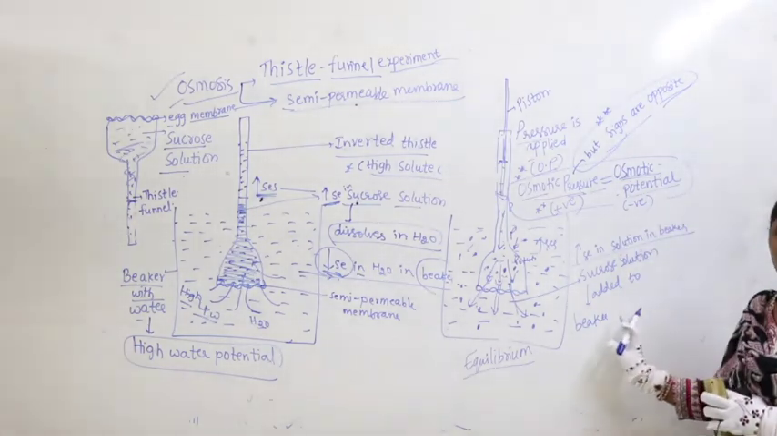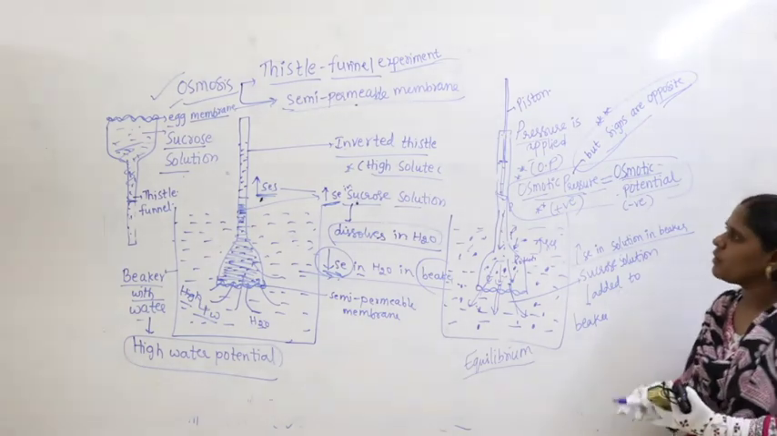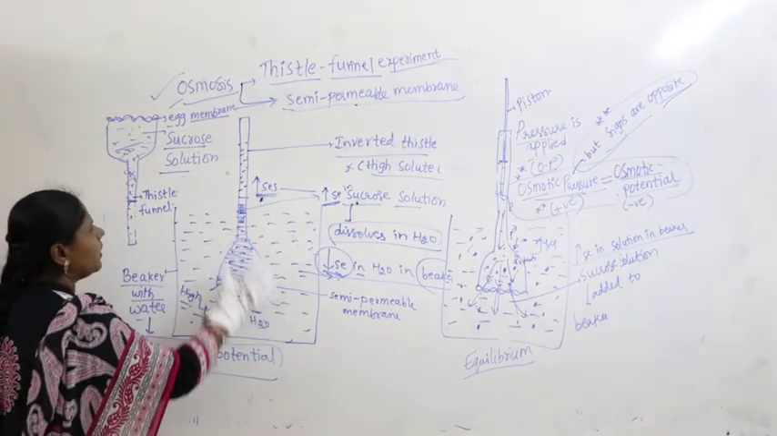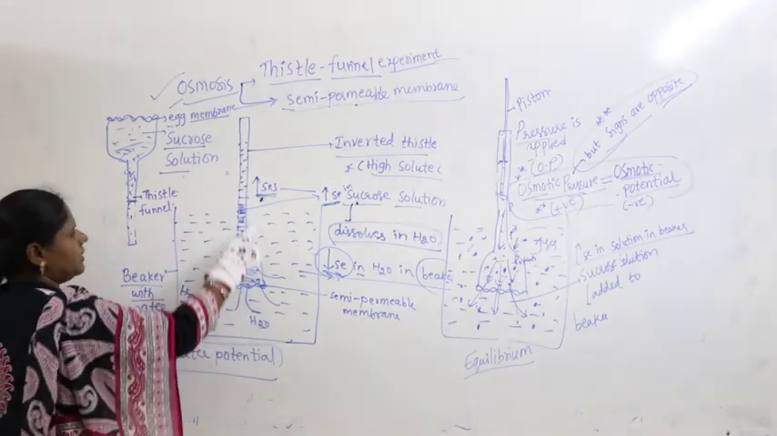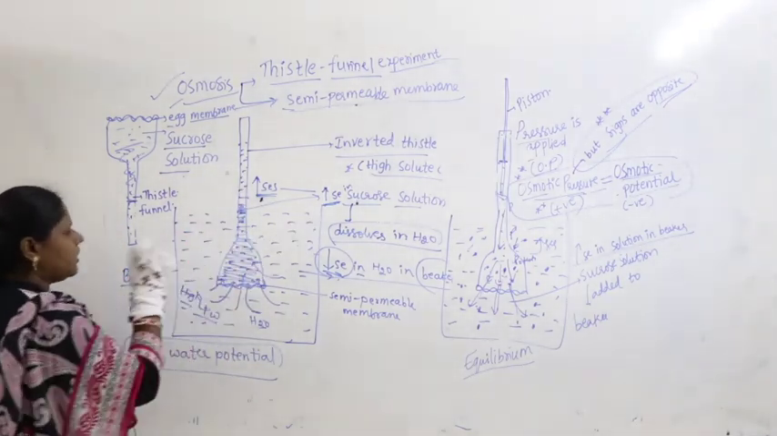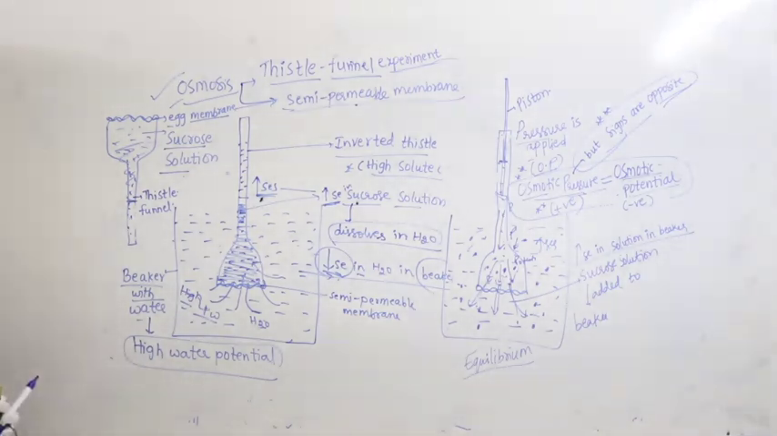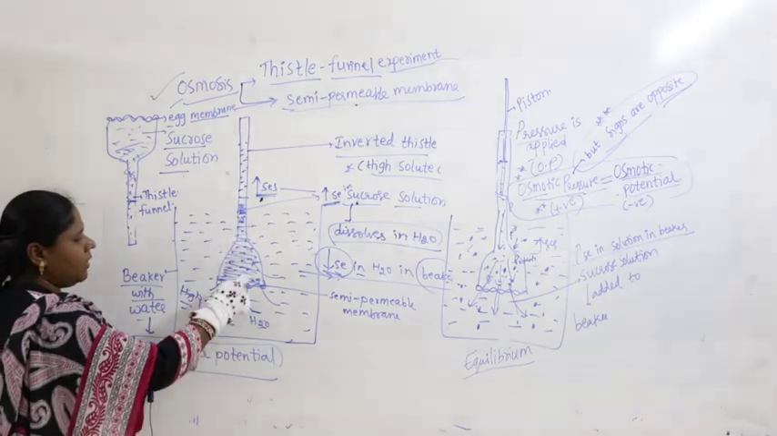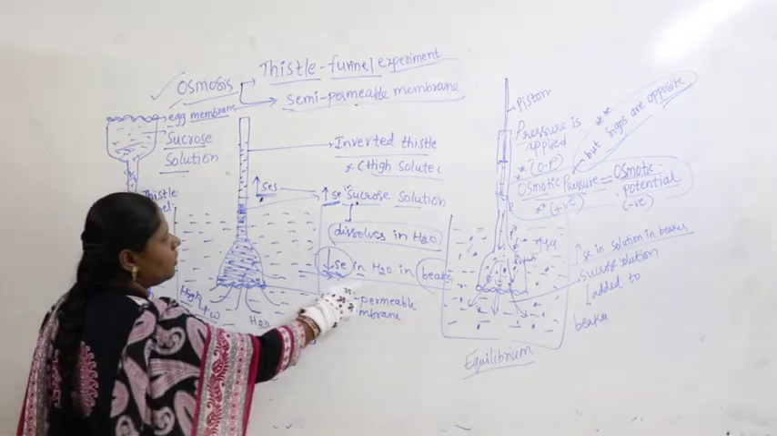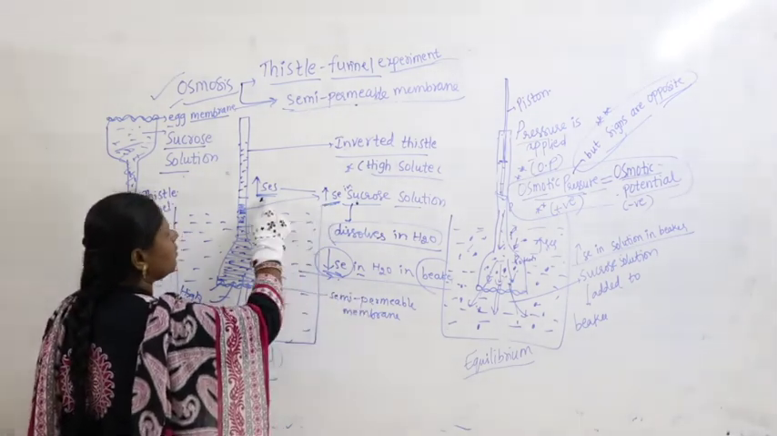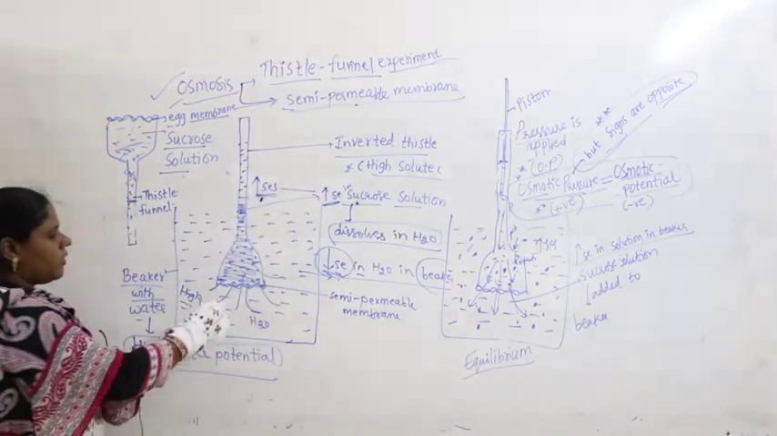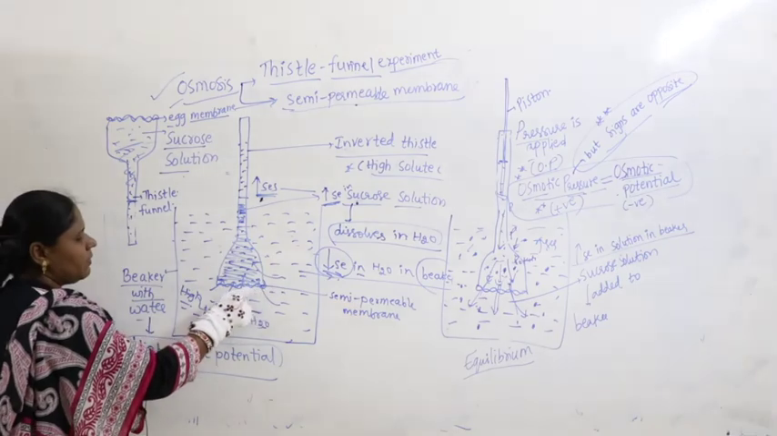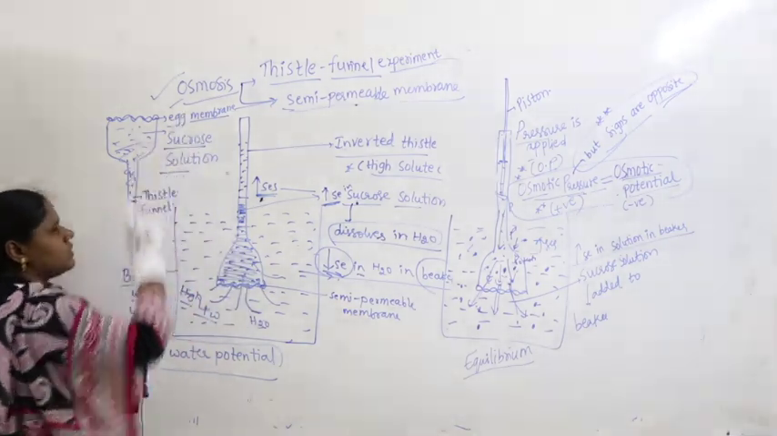This is nothing but the thistle funnel experiment. I will give you a quick review here. Take a beaker containing water and put in the inverted thistle funnel. Inside you find sucrose solution, and in the beaker you find water. How is water moving? Water is moving from the beaker to the thistle funnel. There is a decrease in water in the beaker and an increase in solution in the funnel. Across the semi-permeable membrane, here the egg membrane acting as a semi-permeable membrane, this is called osmosis.